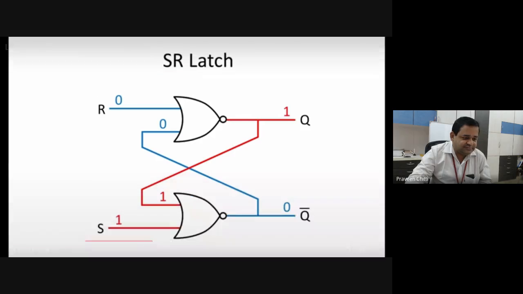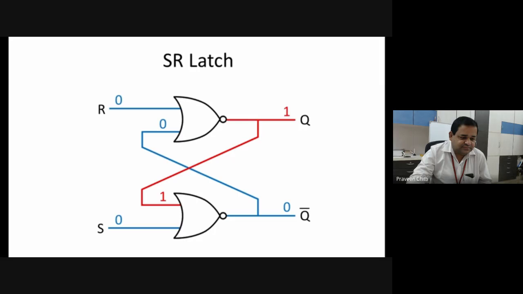The set pulse is then removed, and the circuit is now latched into a set state. It's storing a 1 again. Notice that if another set pulse is applied, it has no effect.